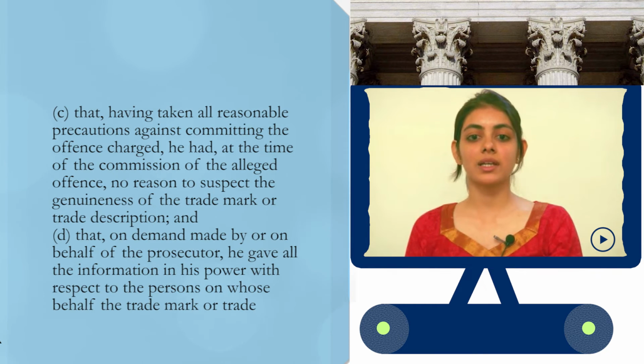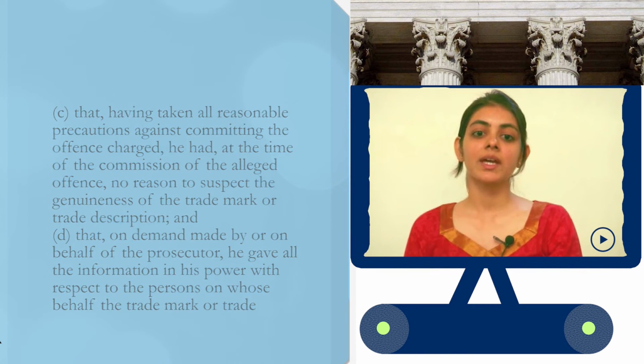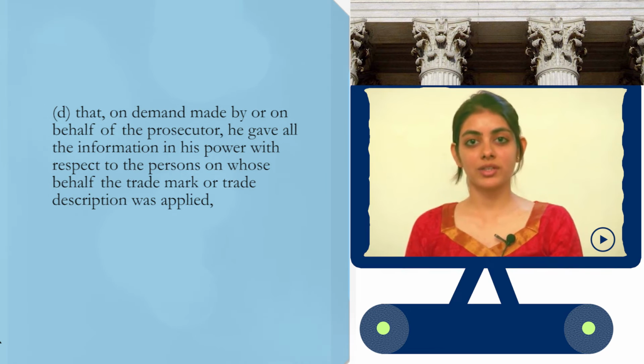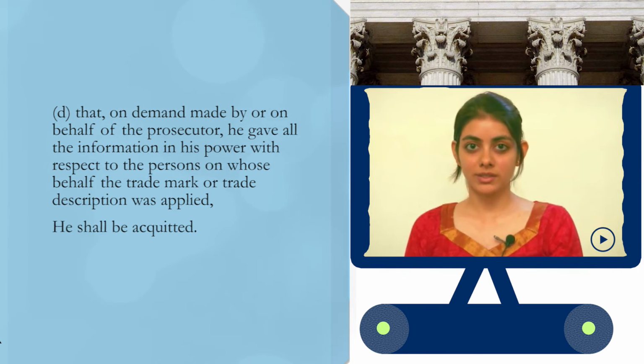and that having taken all reasonable precautions against committing the offence charged, he had at the time of commission of the alleged offence no reason to suspect the genuineness of the trademark or trade description, and that on demand made by or on behalf of the prosecutor, he gave all information in his power with respect to the persons on whose behalf the trademark or trade description was applied. Such person shall be acquitted.